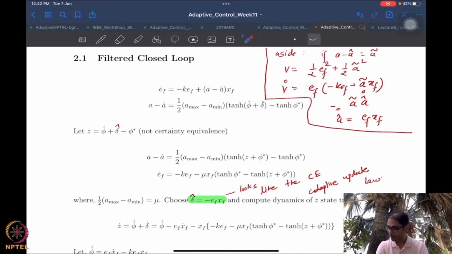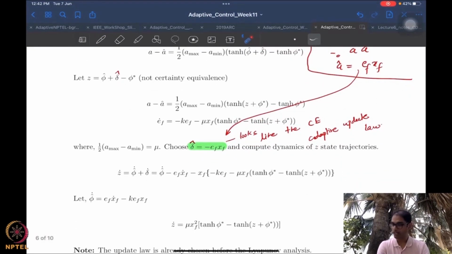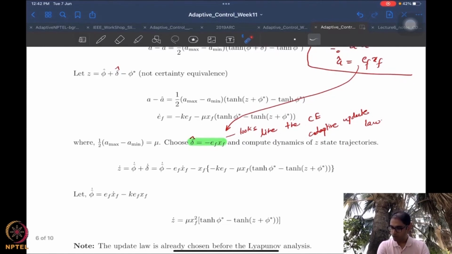But the expression for delta hat pretty much is motivated by this. Okay, so interesting for you to observe, I hope. So I hope you can connect to this. All right, great. Now, what do we do?